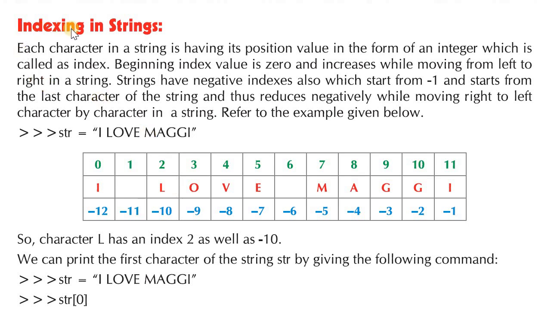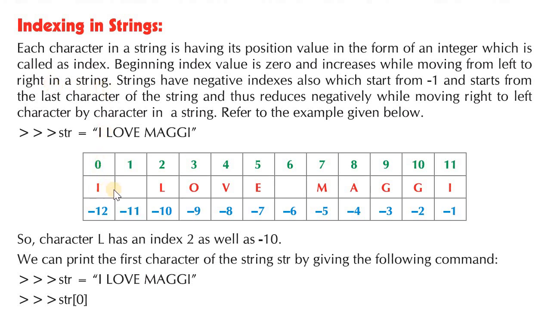We will talk about indexing in strings. Each character in a string has its position value in the form of an integer, and this is called index. Say, for example, the string within double quotes is "I love Maggie." Of course, everybody loves Maggie nowadays. You see, the beginning index value is 0 and increases while moving left to right in the string.